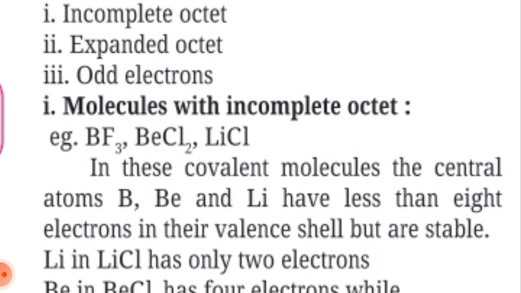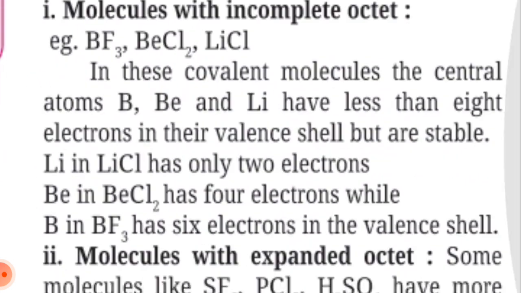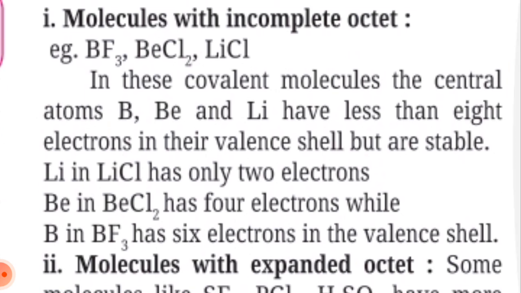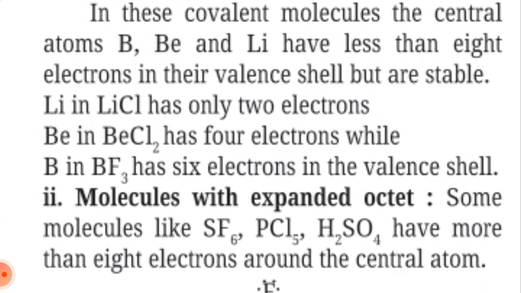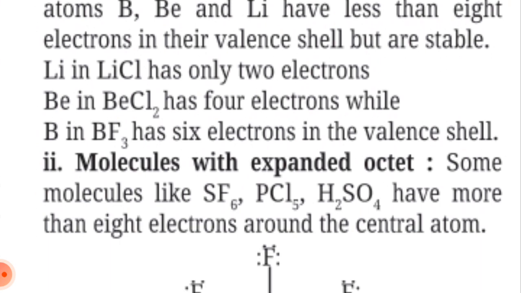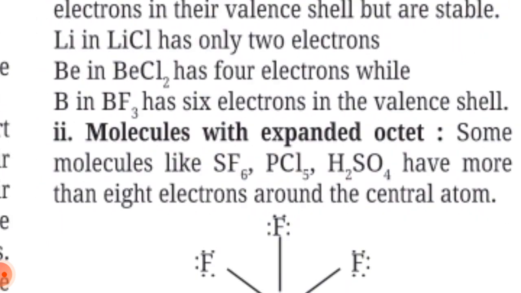First, incomplete octet. Second, expanded octet. Third, odd electron. First, molecules with incomplete octet: boron trifluoride, beryllium dichloride, lithium chloride. In these covalent molecules, the central atoms, boron, beryllium and lithium, have less than 8 electrons in their valence shell but are stable. Lithium in lithium chloride has only 2 electrons. Beryllium in beryllium dichloride has 4 electrons, while boron in boron trifluoride has 6 electrons in the valence shell.